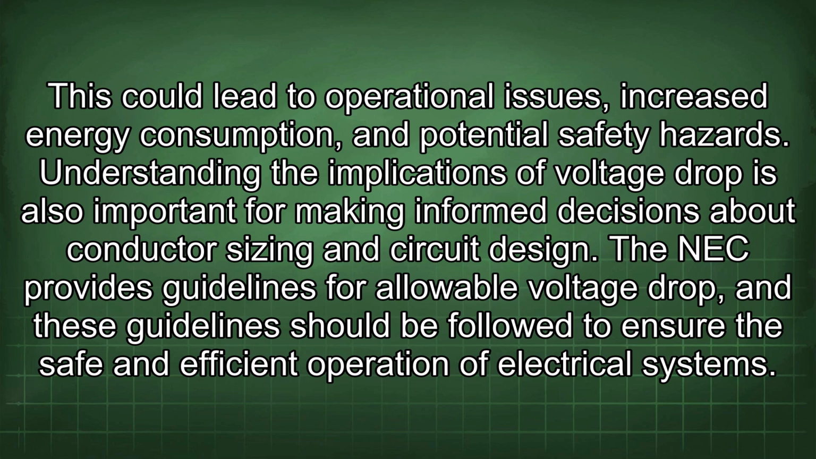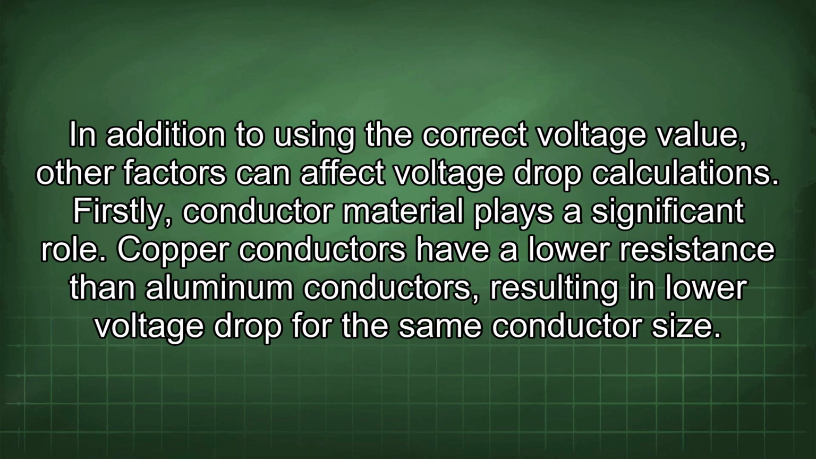Understanding the implications of voltage drop is also important for making informed decisions about conductor sizing and circuit design. The NEC provides guidelines for allowable voltage drop, and these guidelines should be followed to ensure the safe and efficient operation of electrical systems. In addition to using the correct voltage value, other factors could affect voltage drop calculations. Firstly, conductor material plays a significant role. Copper conductors have a lower resistance than aluminum conductors, resulting in lower voltage drop for the same conductor size.